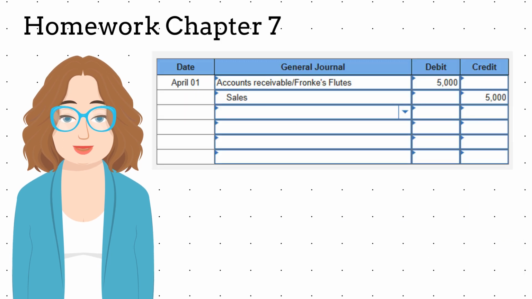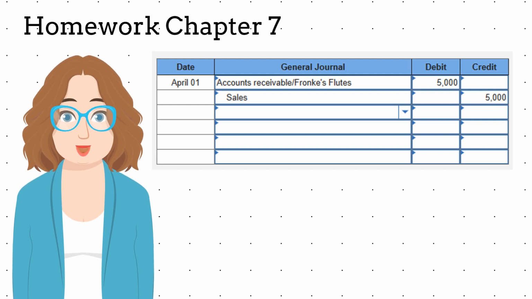To record the sale on April 1st, we debit accounts receivable for $5,000 and credit sales for $5,000. Why don't we record the sales discount now? Well, we don't actually know yet whether the customer is going to pay within the discount time period.